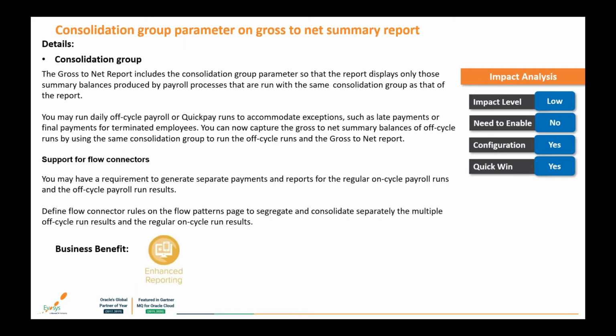Coming to the next feature, the consolidation group parameter on the gross to net summary report. If we want to view this report for a particular consolidation group which we are using across our payroll processes, we have got an additional parameter to choose the consolidation group. Now this report includes the consolidation group parameter, where we can choose the consolidation group we are using across the payroll processes, so that we can get the gross to net summary report for the same data.